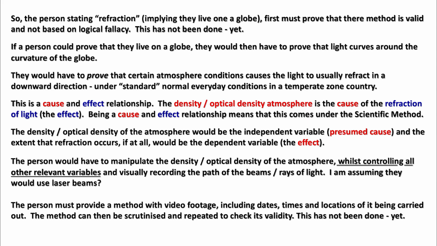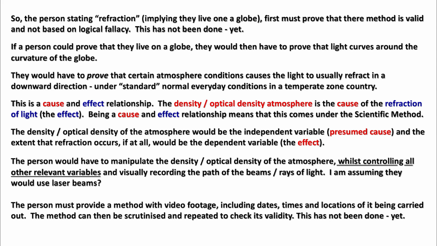If a person could prove that they live on a globe, they would then have to prove that light curves around the curvature of the globe. They would have to prove that certain atmosphere conditions causes the light to usually refract in a downward direction under standard, normal, everyday conditions in a temperate zone country. This is a cause and effect relationship. The density and optical density of the atmosphere is the cause of the refraction of light, the effect.